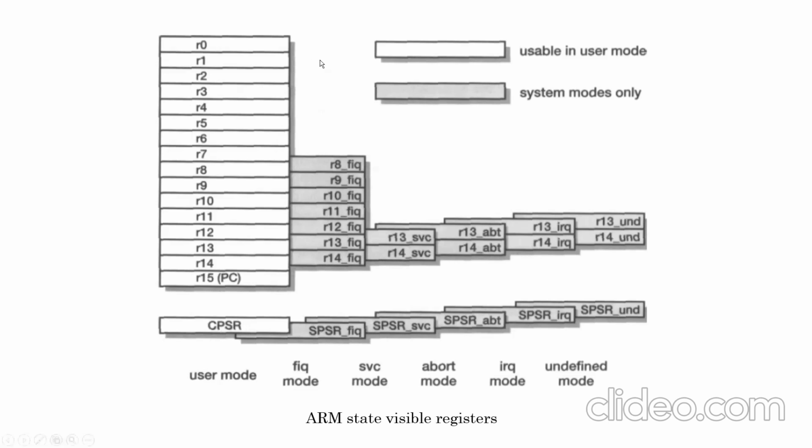So here, the registers which are not mentioned could be accessed by the user. The ones provided in gray could be accessed only in system mode. Only when the processor switches from user mode to system mode can these registers present in gray be accessed. Otherwise, they cannot be accessed. These are the set of registers that could be accessed in ARM instruction set mode.